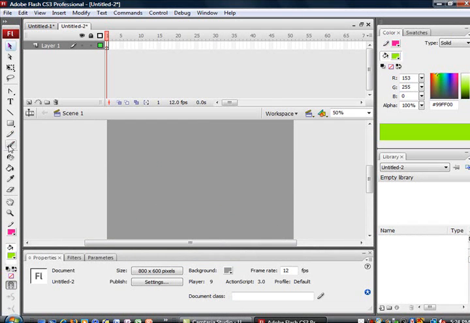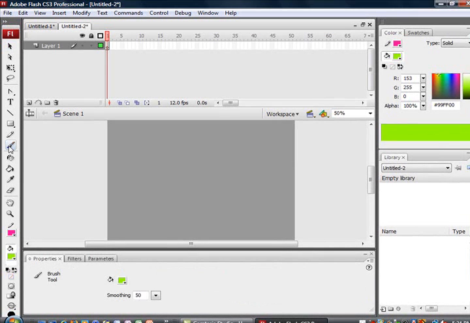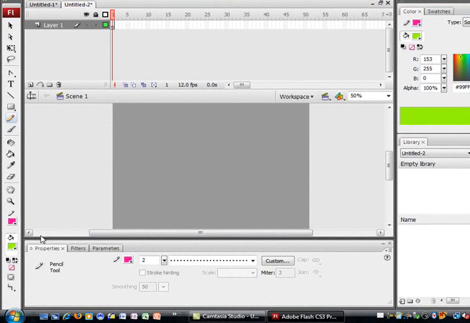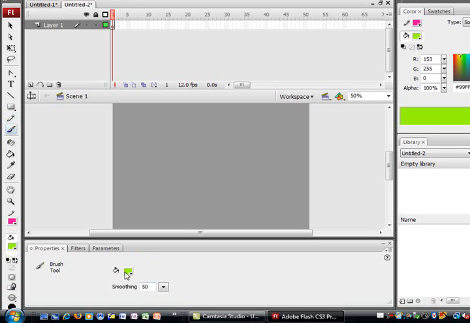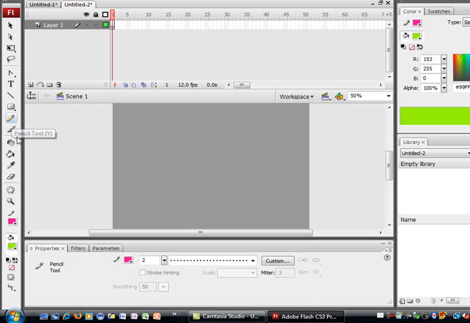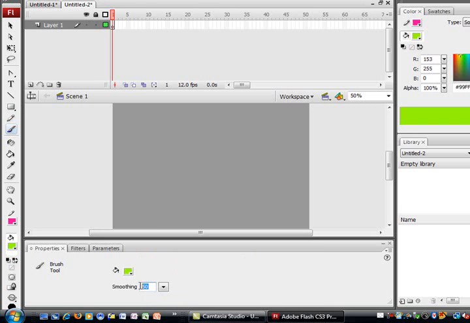Alright, now you have the brush. I use the brush more than the pen, by the way. Now the brush is really cool because, by the way, the color of the pen is basically the color right here. The color of the brush is right here. That's the filling color. Okay, remember that. Because that, and you can see it right there. Okay? And you have a smoothing, so you can smooth your stroke.